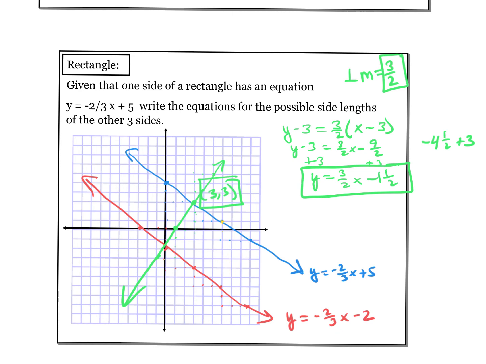I certainly could. This one is a nice, neat y-intercept. Perfect. y equals 3 halves x, and this is minus 8. There you go. It's a rectangle. Opposite sides are parallel. Adjacent sides are perpendicular. I know that because of the slopes.